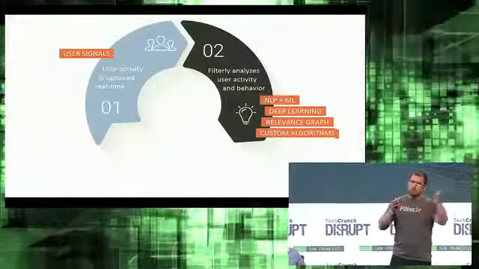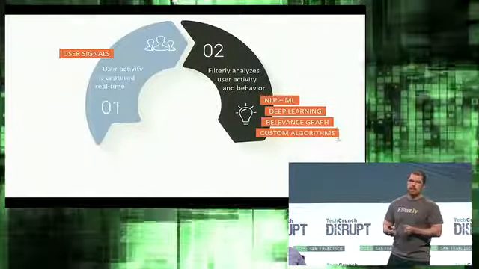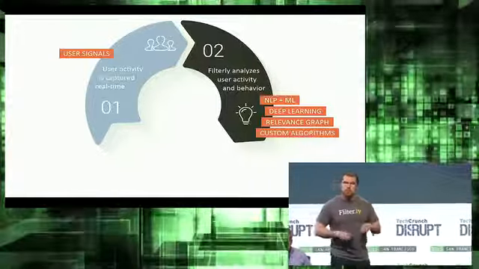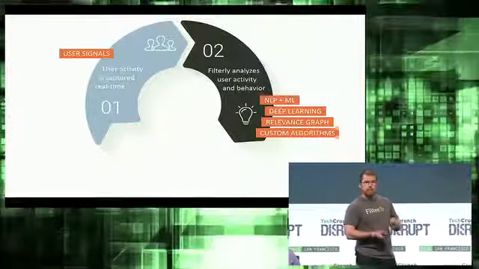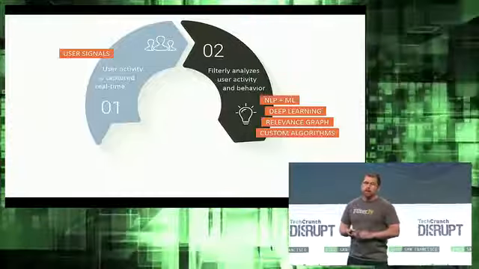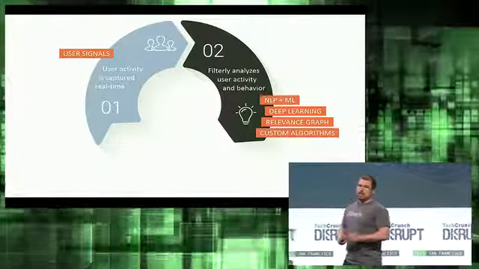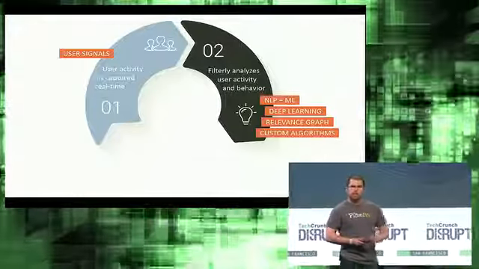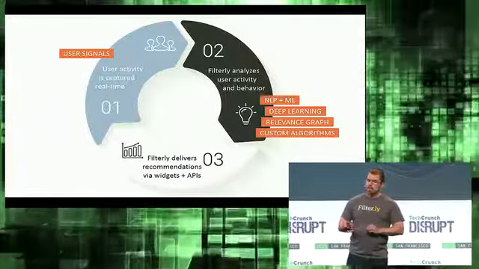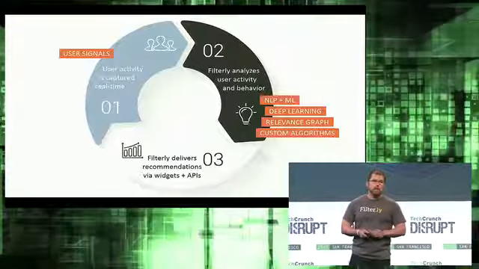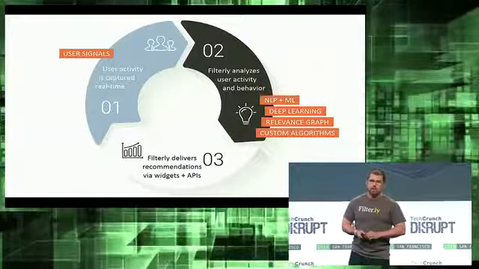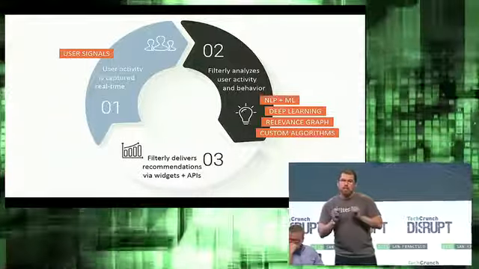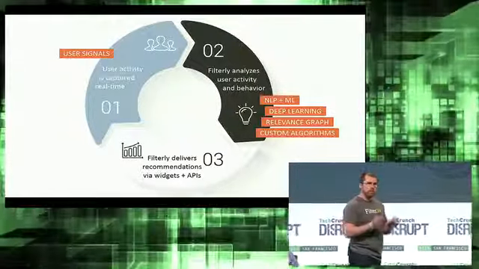Next, we take all that activity and we analyze it. We create a relevance graph. And we use natural language processing, machine learning, and custom algorithms. And then finally, we're going to deliver these recommendations to our partners. And then we allow them to call these recommendations via an API or integrating with our widgets. The best part is your recommendations continuously adapt to your activity.